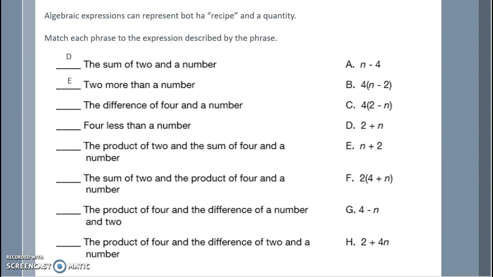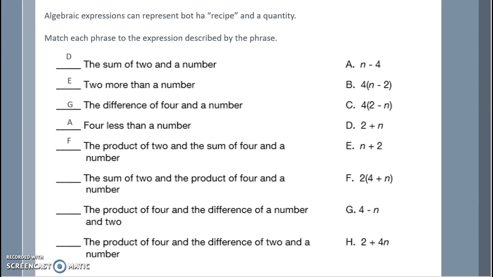The difference of 4 and a number. That would be letter G. 4 less than a number is letter A. Whatever the number is, we want 4 less than whatever that number is. The product of 2 and the sum of 4 and a number. So when I look at letter F, it is 4 plus n, but I want to take the product of 2 and that portion.